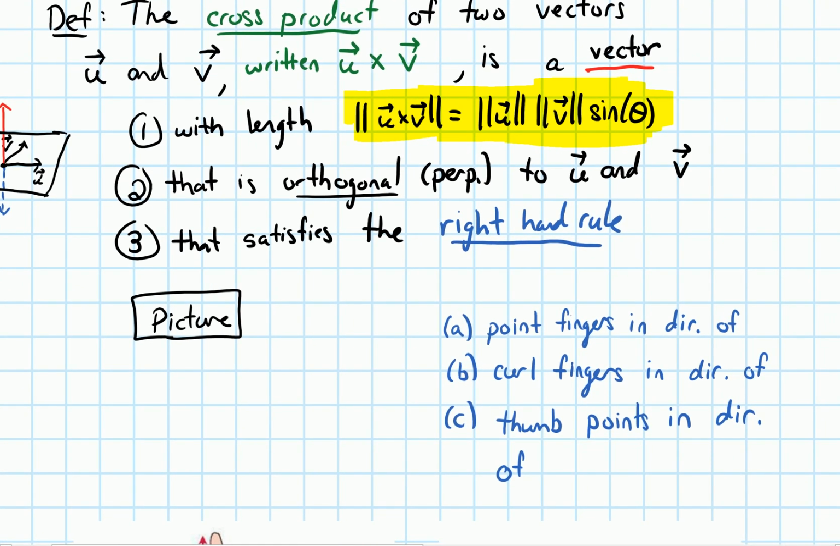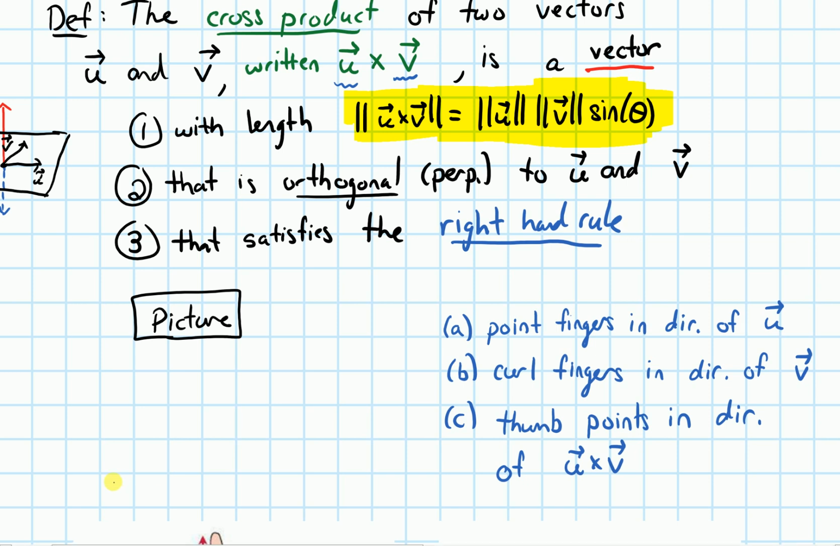Okay, so the first is when we take the cross product of u and v, what we will first do is we'll point our fingers in the direction of the vector u, so the first vector that's written in the cross product. And then we'll curl our fingers in the direction of the vector v, so that's the second vector that's written in the cross product. And then when we do that, our thumb will end up pointing in the direction of the cross product vector of u cross v. Okay, so I'm going to draw a picture.